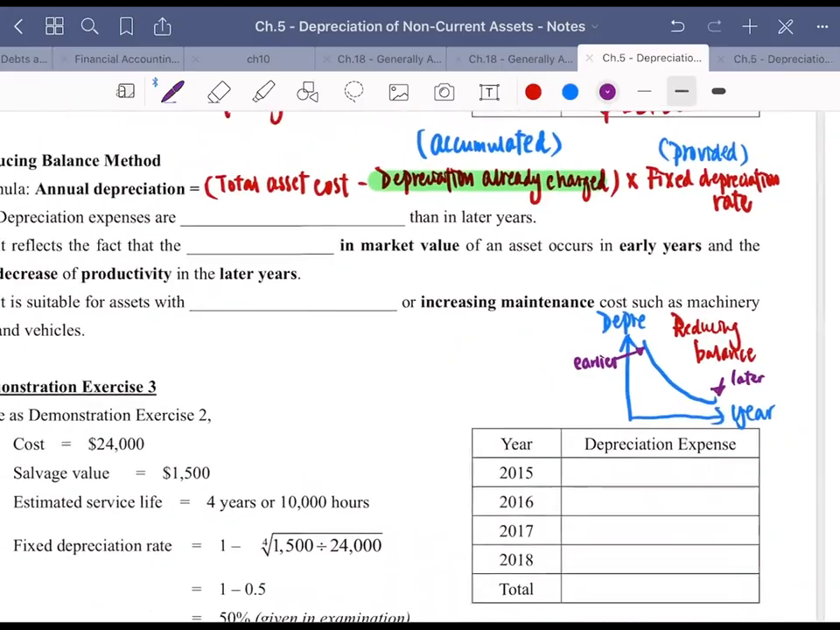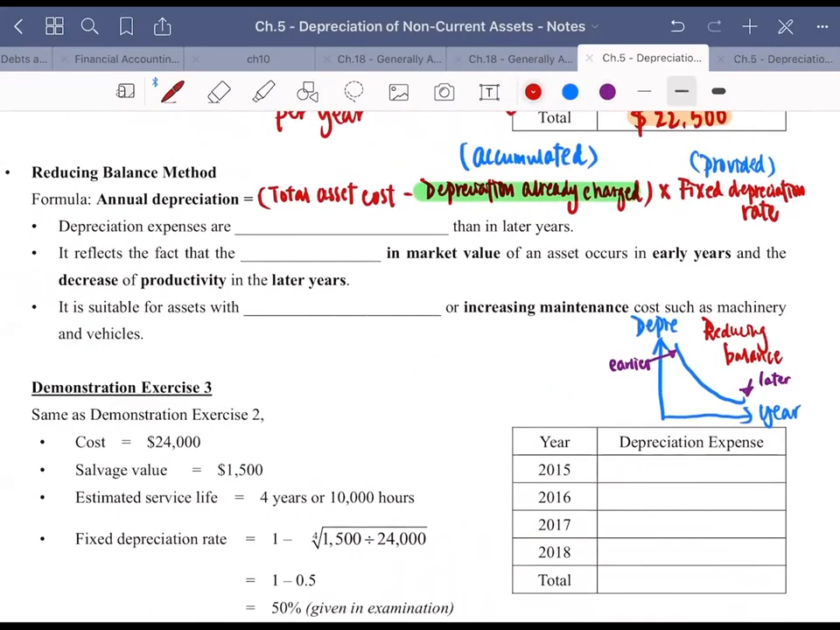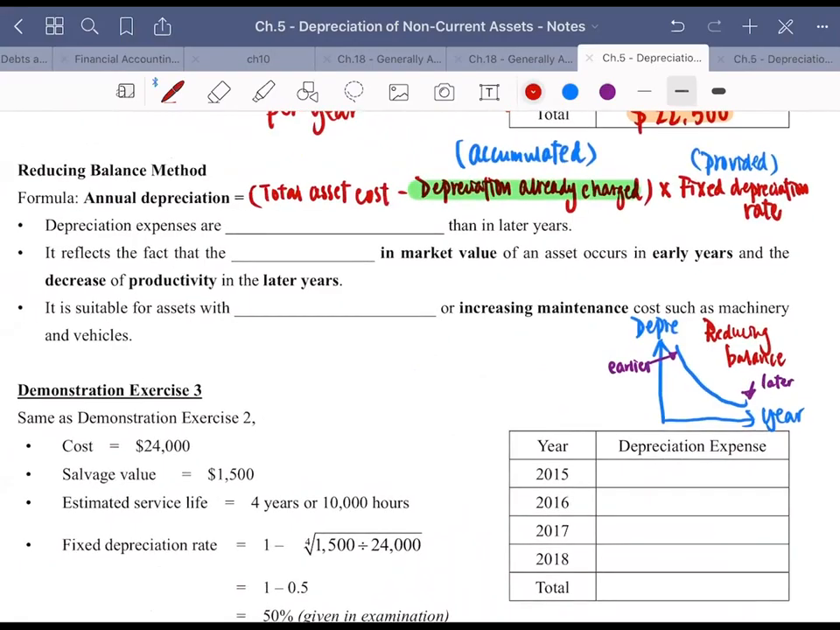So why would we use this method if it is so complicated? We're going to talk about the characteristics of this method. First of all, the depreciation is higher in the earlier years, as we have mentioned. So the first point would be the depreciation expense is higher in early years than in the later years.